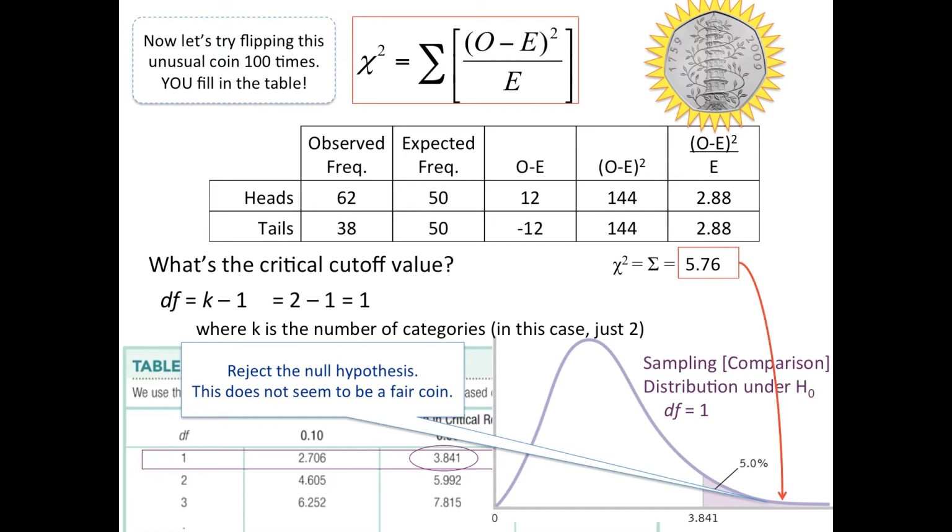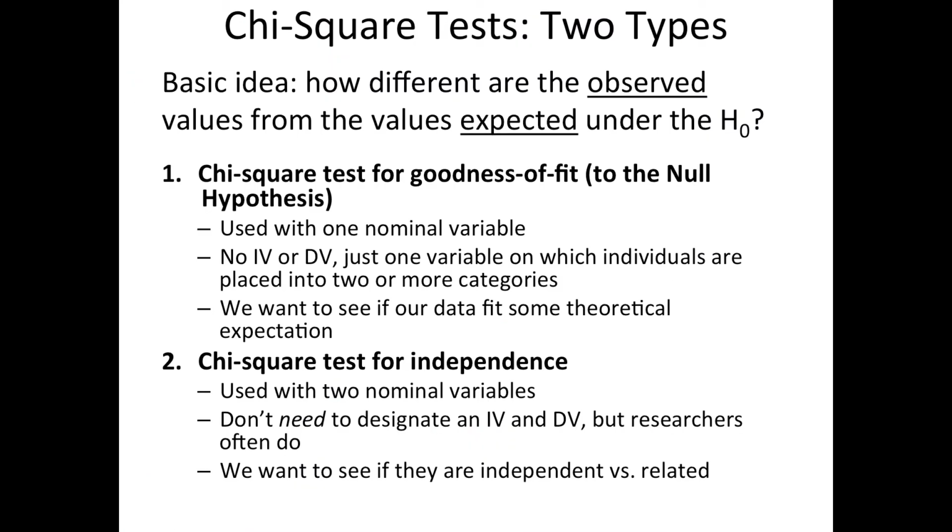So that's the chi-square test for goodness of fit. Let's move on to the second type, the chi-square test for independence. We use this when we have two nominal variables. I'm going to pause for a second, not pause the video, but I'm going to come back to this in just a second.